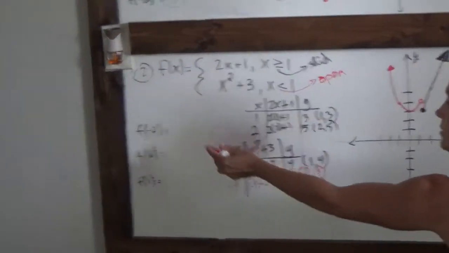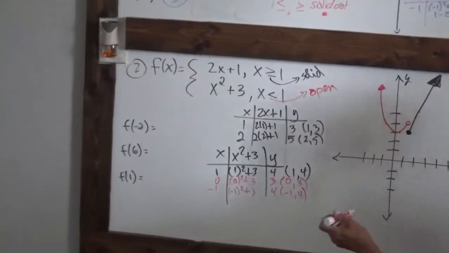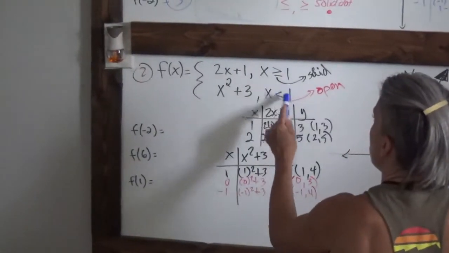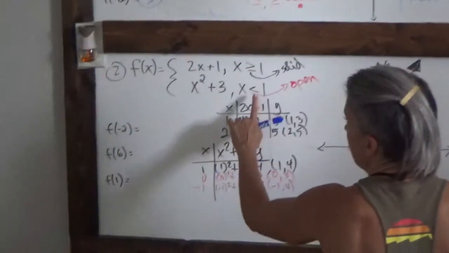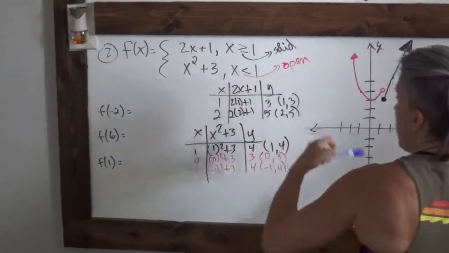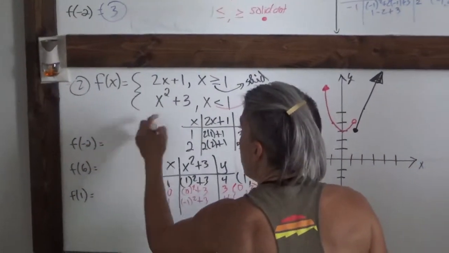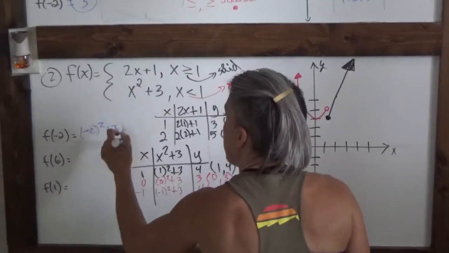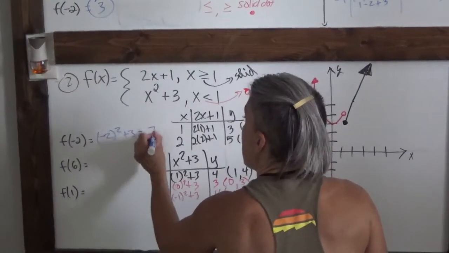So let's see if we can answer these three questions. What's f of negative 2? All right, which one would I look at? Which of these two restrictions has negative 2 in it? It's this one because it says less than 1. Negative 2 is less than 1, so I'm going to plug in negative 2 here and get my answer. And that answer is 7.